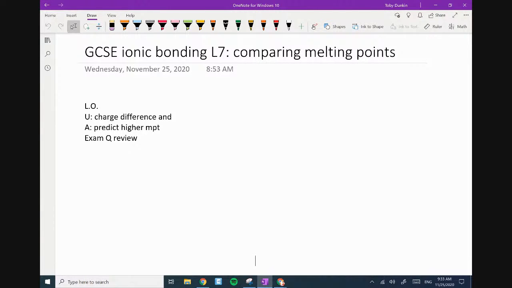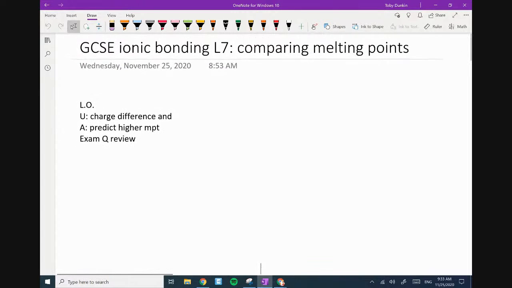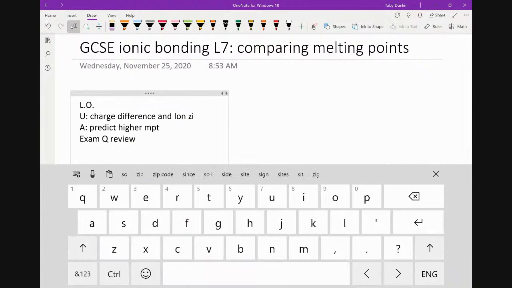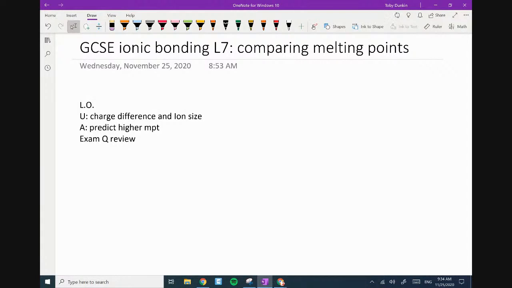So in today's lesson, we're going to be finally comparing melting points of ionic compounds. We're going to be looking at the charge differences. I want to actually add in there, I've deleted that, I'm also going to add ion size as well. Let's add that. Ion size. Predict higher melting point, and then we're going to do an exam question review.